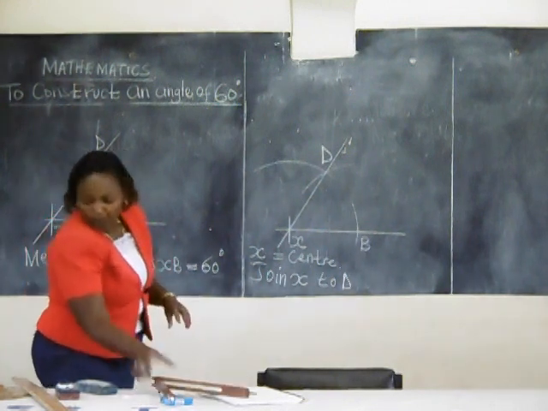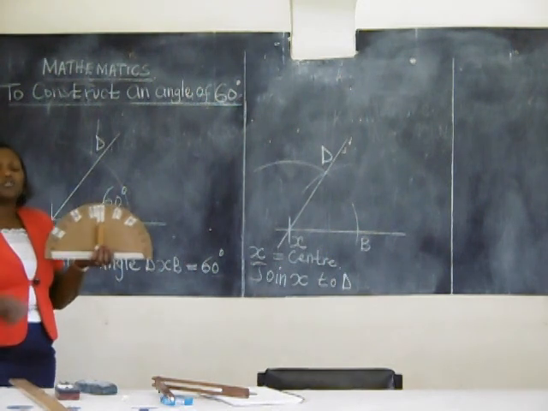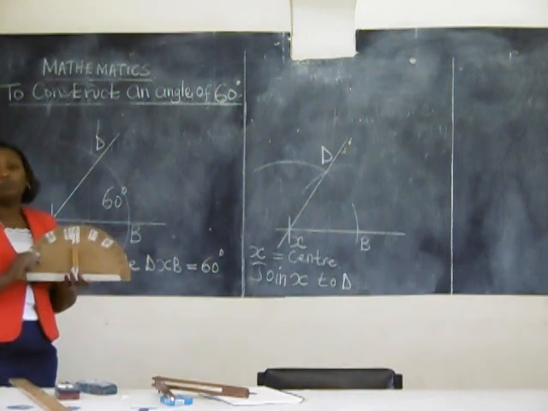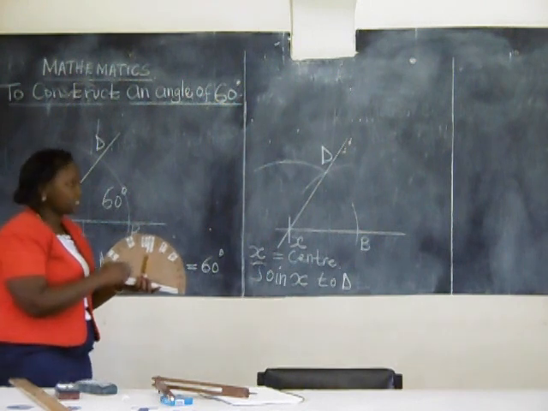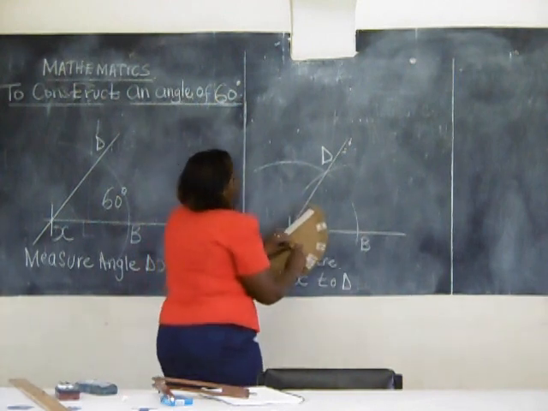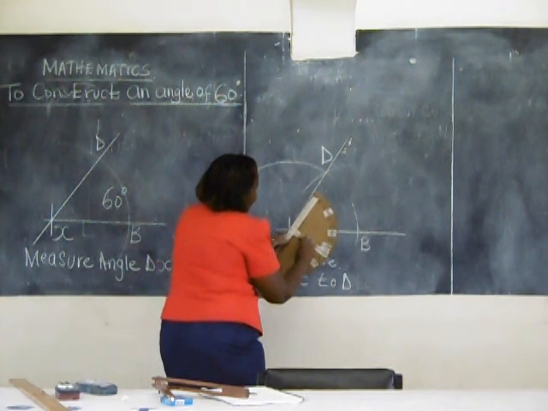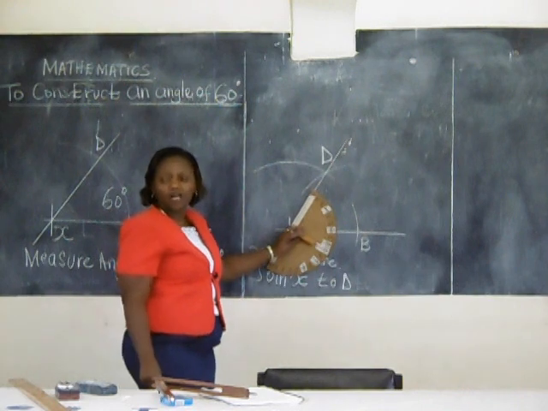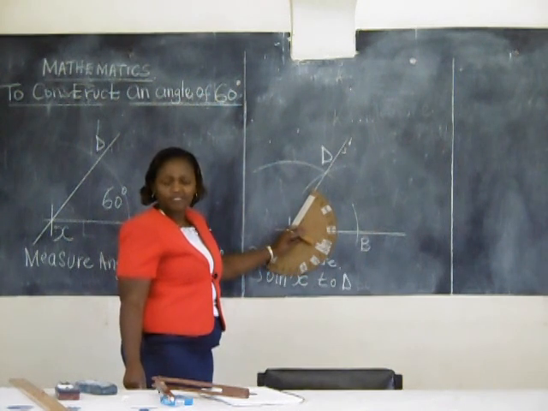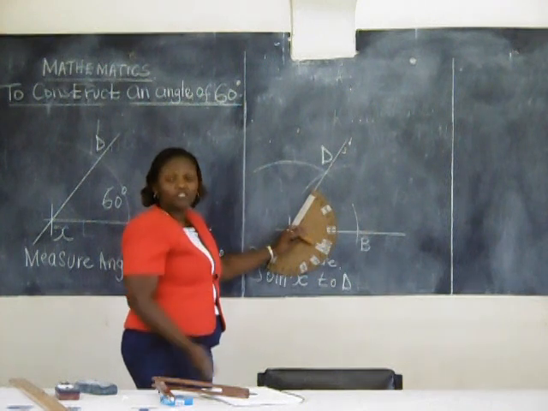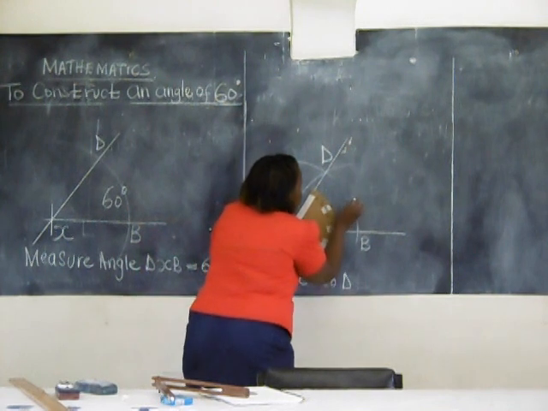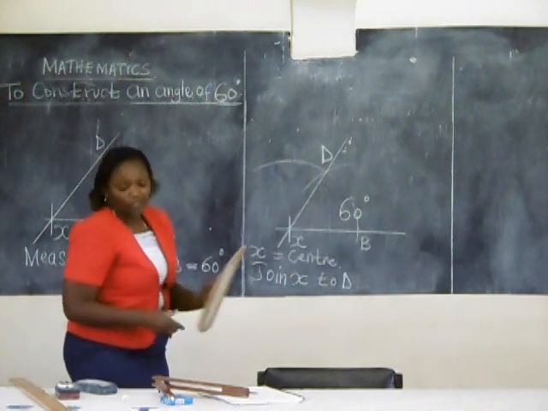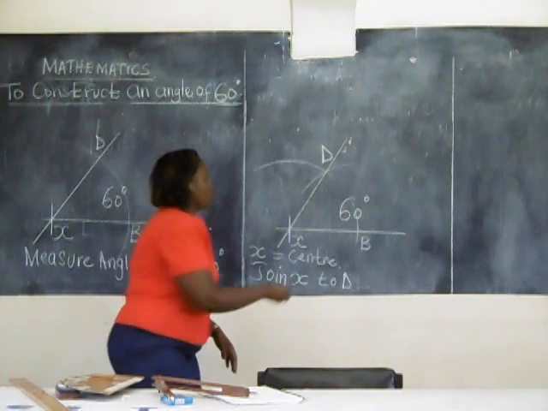Now, take your protractor and we want to measure. The same way we did here, we want to prove whether our angle is 60 degrees. Place your protractor there and then measure. Make sure that you measure. Have you measured? Yes? Have you got what I have got here? This angle is the same. It is 60 degrees. Now, if you have got that, you can clap for yourself.